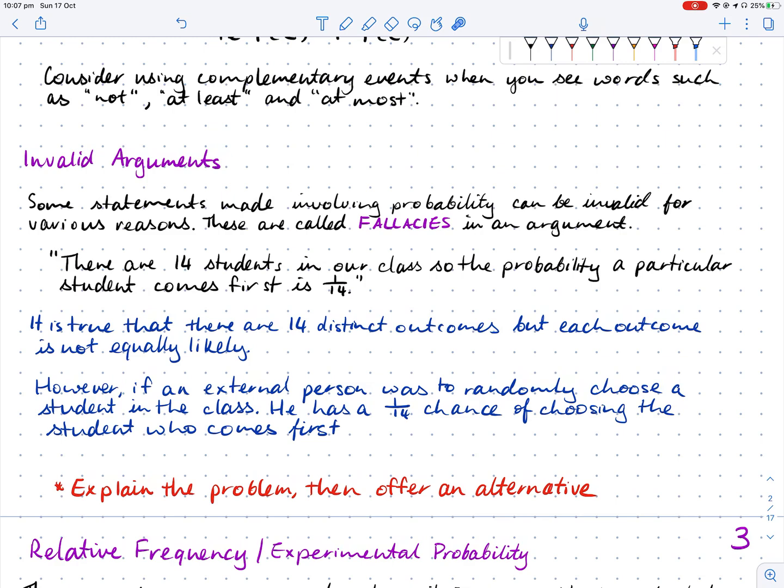So if someone comes in, has no idea about the class and just goes, I think you came first, then they've got a 1 in 14 chance of picking that. And it's because it's a random choice. So with these sorts of questions, what you want to do is explain what the problem is, and then if you can, offer an alternative.